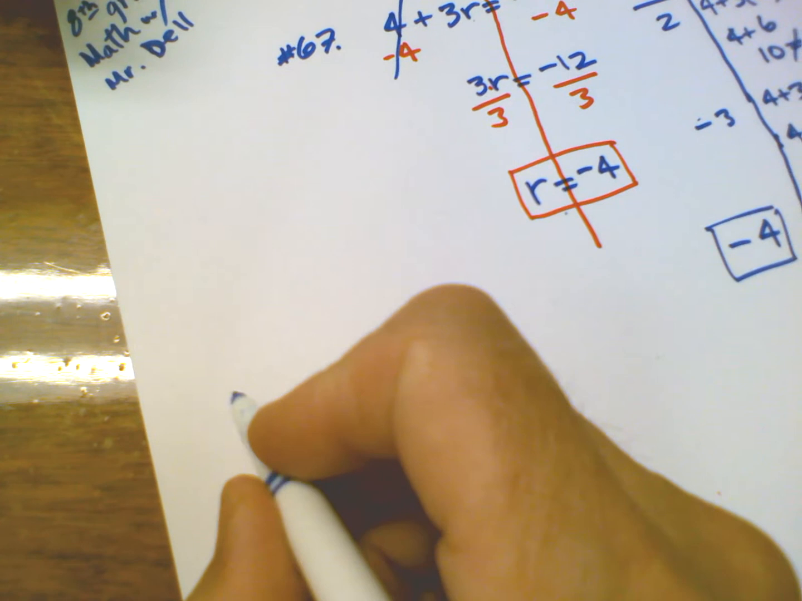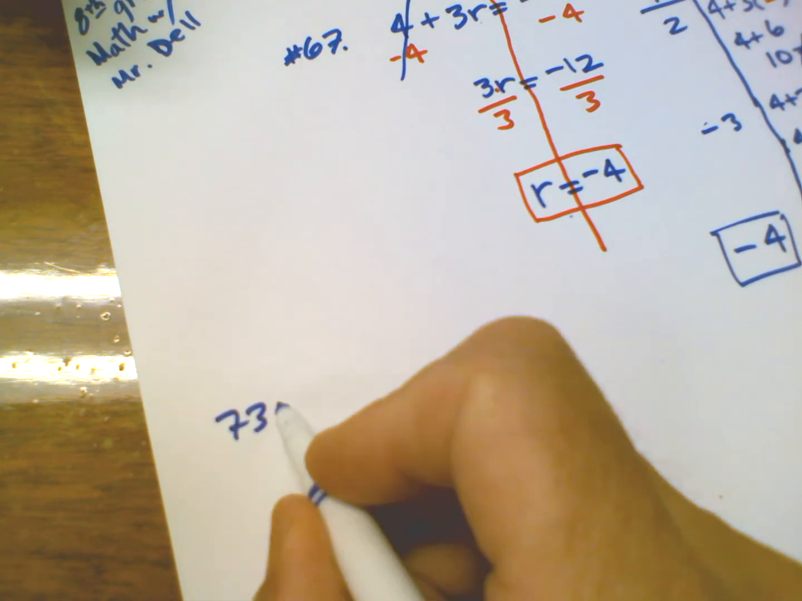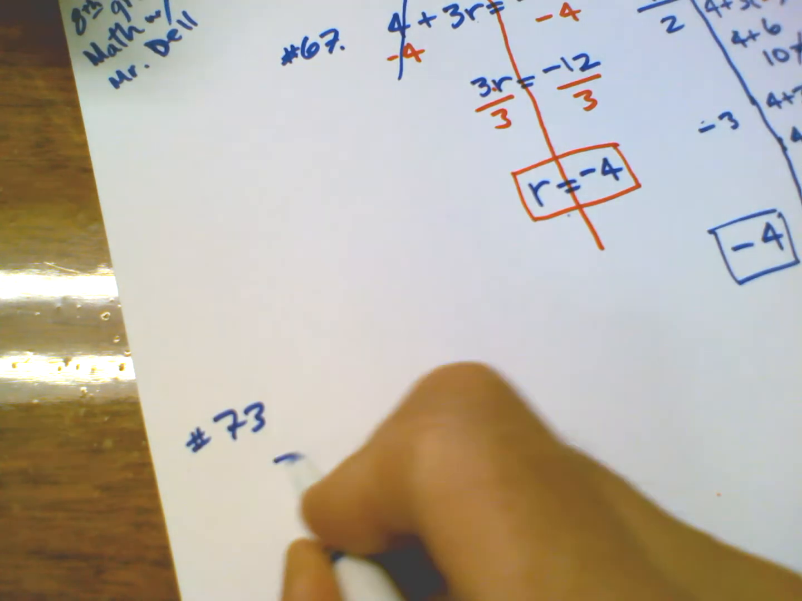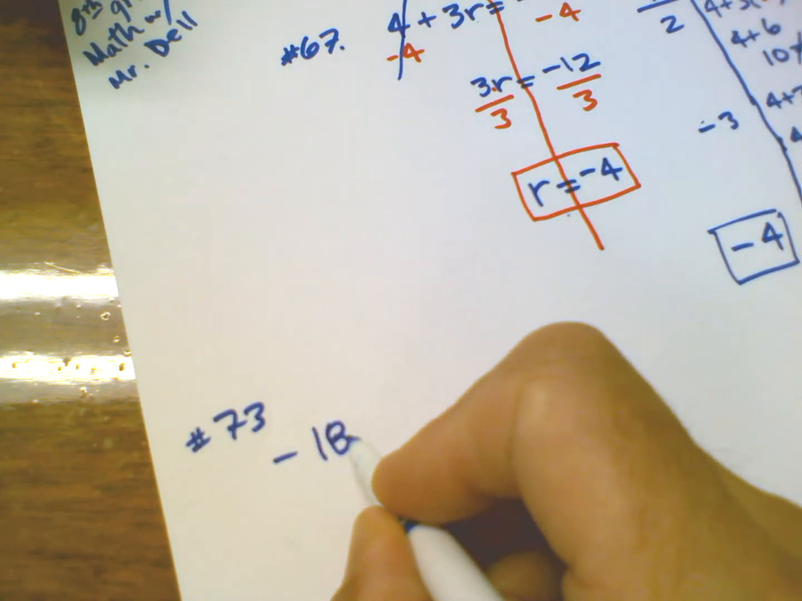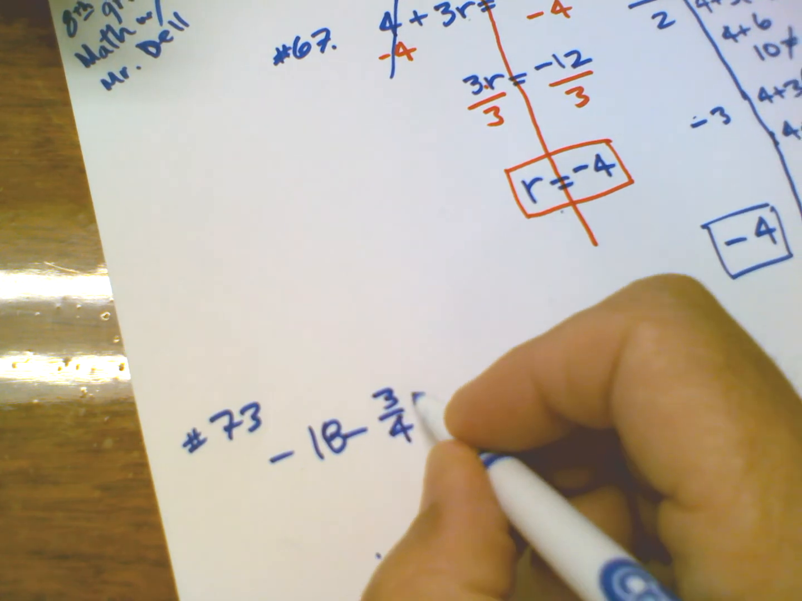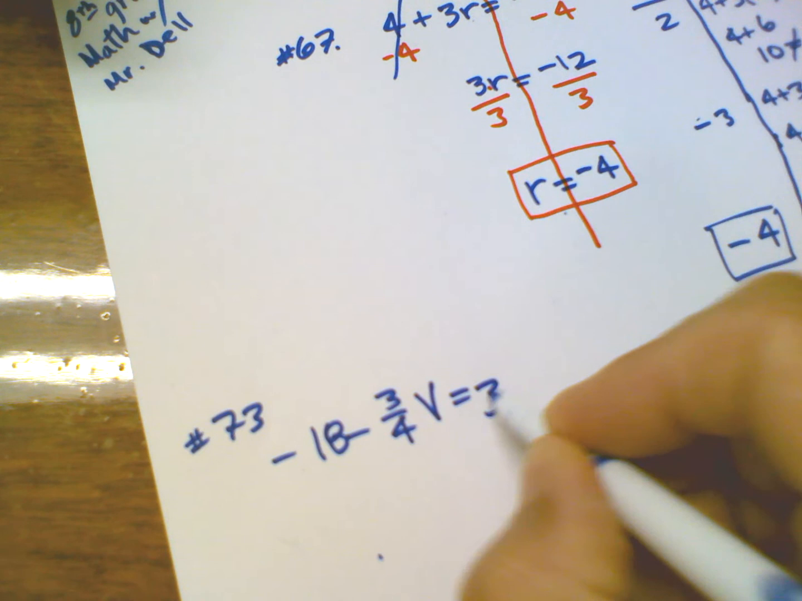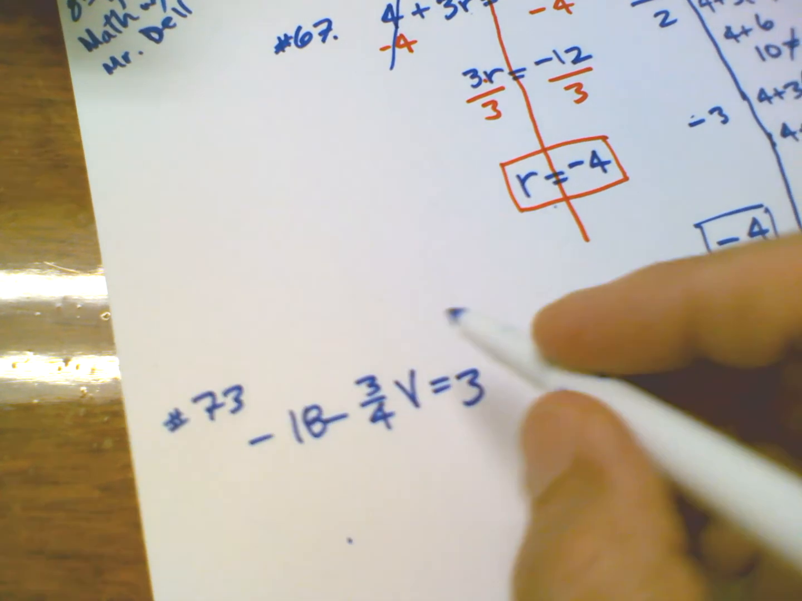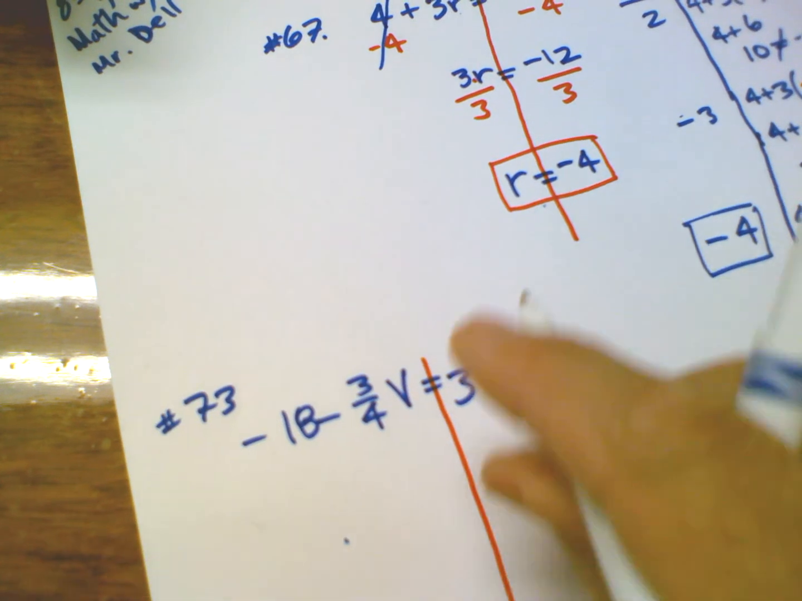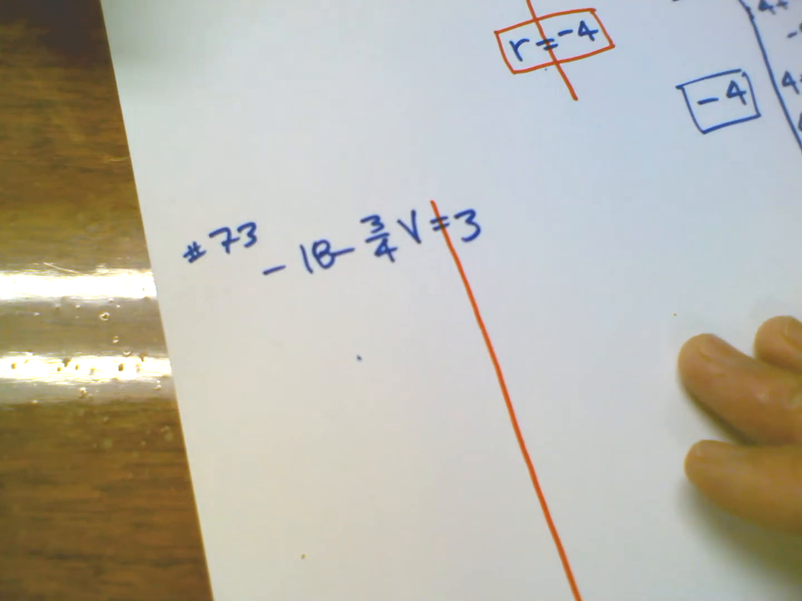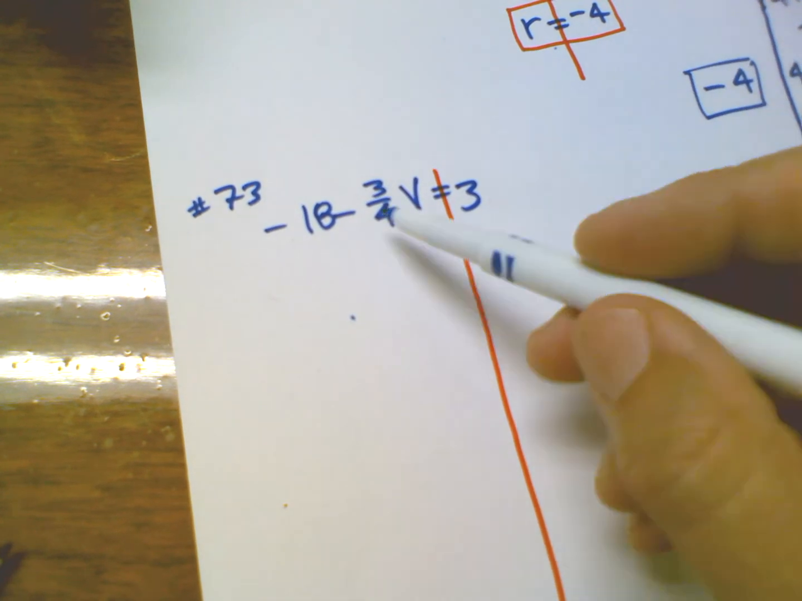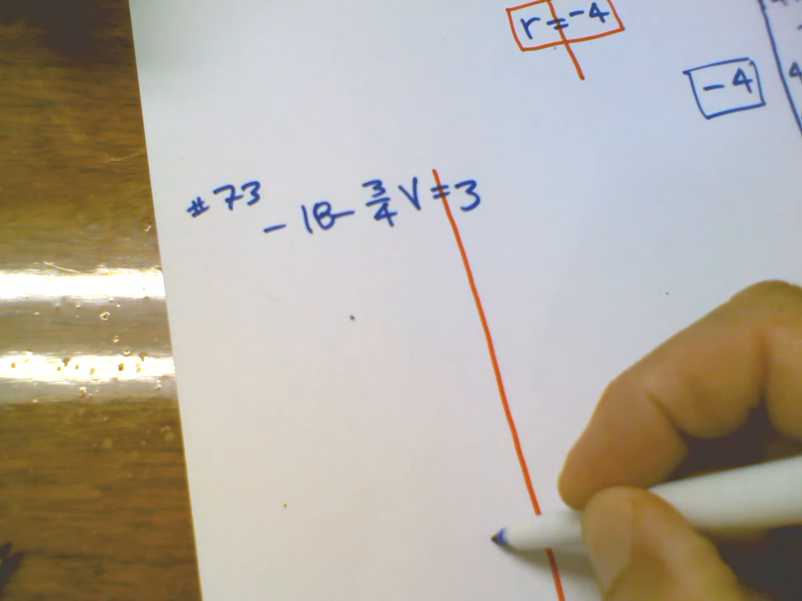I also got asked about 73, so I'm going to look at number 73. So 73 says negative 18 minus 3/4 v equals 3. So I'm looking again, I want to isolate the v. I'm not going to do a guess and check table this time. I'm just going to use the process of solving equations and show you again how to do that. So we're looking at, I'm wanting my v by itself.